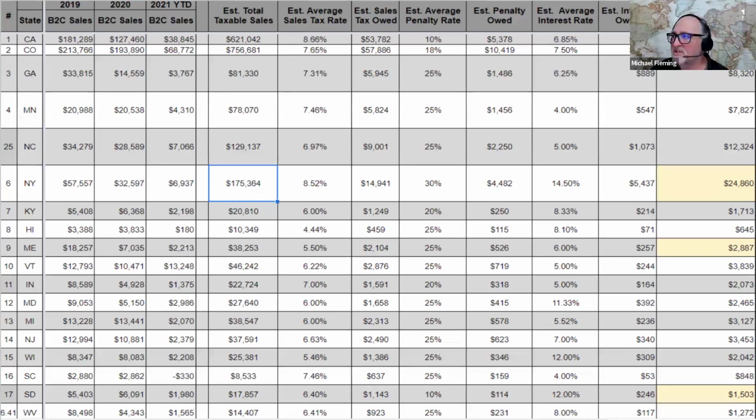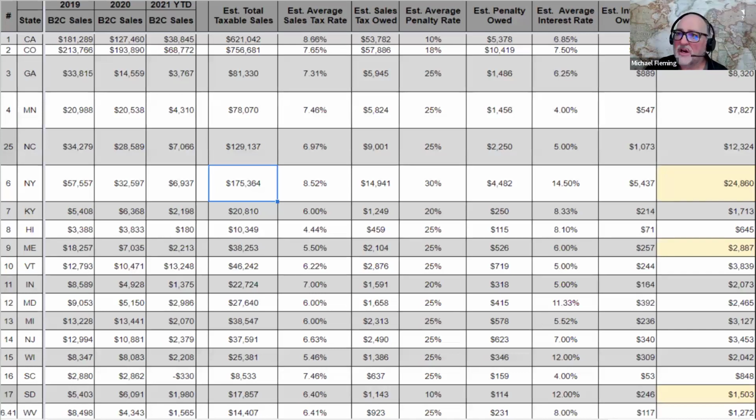I've got 3 pages here. These are the actual rates, the states. It's the business to consumer sales. Sometimes the business to business sales are in there. Each business is going to be a little bit different. But the estimated total taxable sales, estimated average sales tax rate, the estimated tax owed, the estimated average penalty rate, the penalty owed. And what this comes up with is the estimated total amount due if this state found you. And this is going back however many years the state usually goes back.